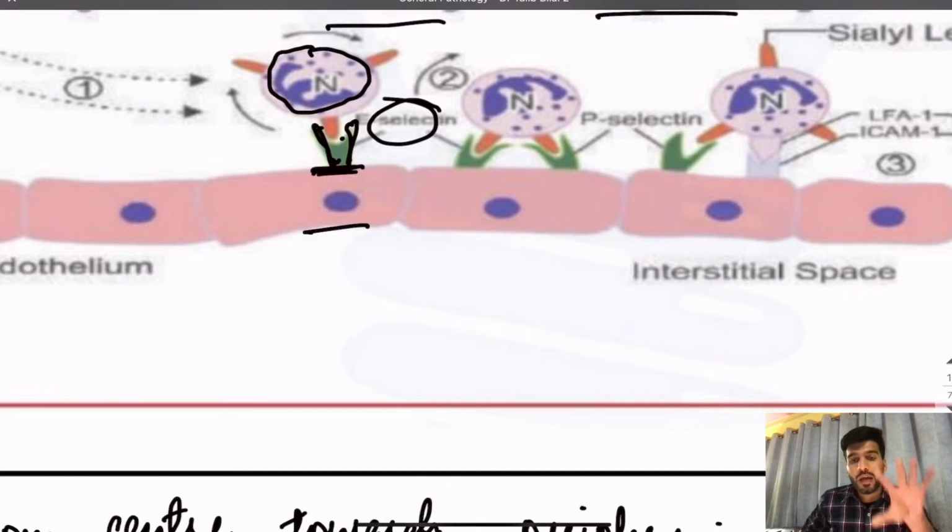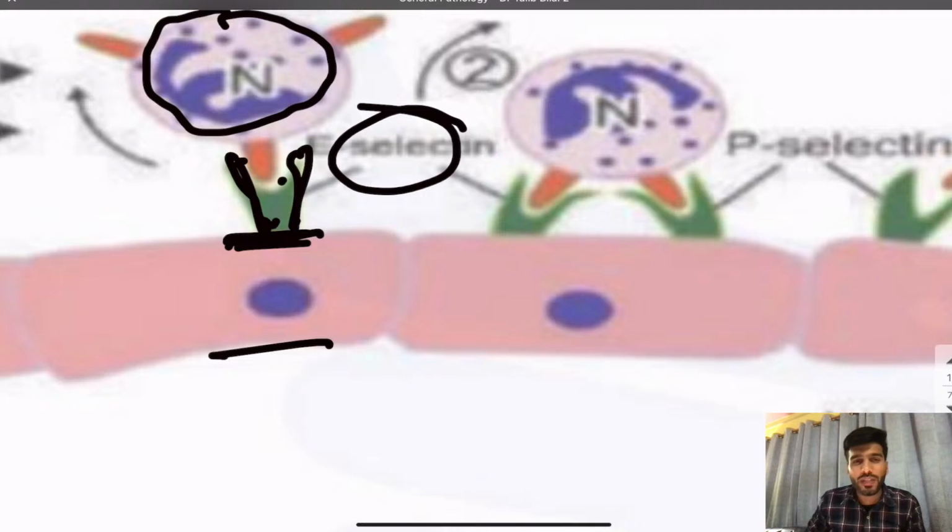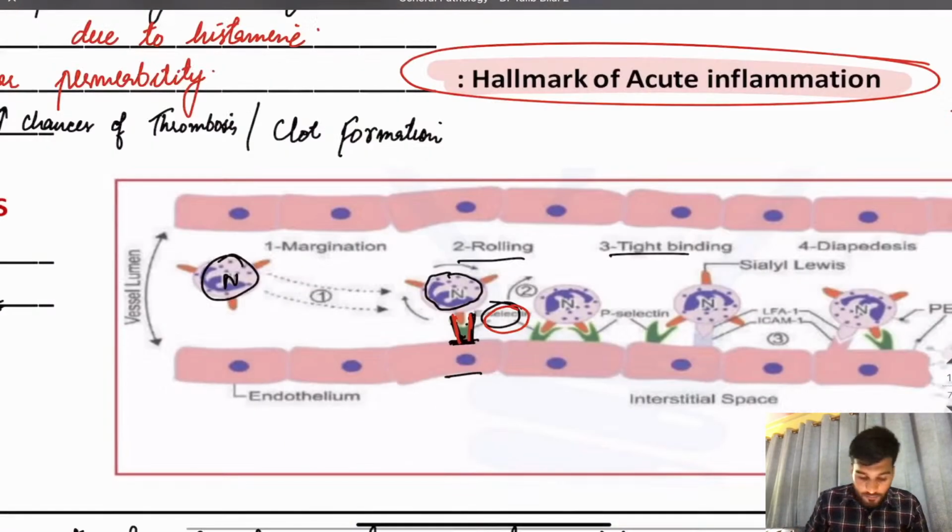The second step: now this WBC is having a loose attachment with the endothelial cells, attaching here with the special molecules called selectins, or Sialyl-Lewis X. So write it down, guys.